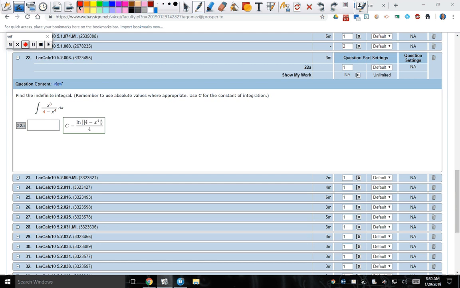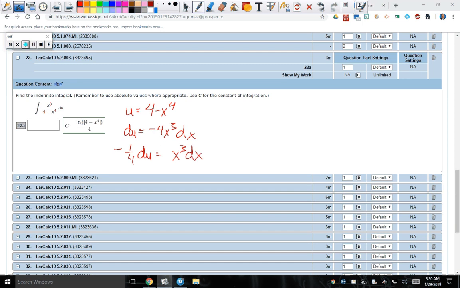With parent functions in my brain, what would I assign for u, in your experience that you have so far? What should we assign as u? 4 minus x to the fourth. Perfect. So du is what? Anyone? Yep, negative 4x to the third. He's missing though, dx. Okay, so now I'm going to put negative 1/4 du is equal to x cubed dx.